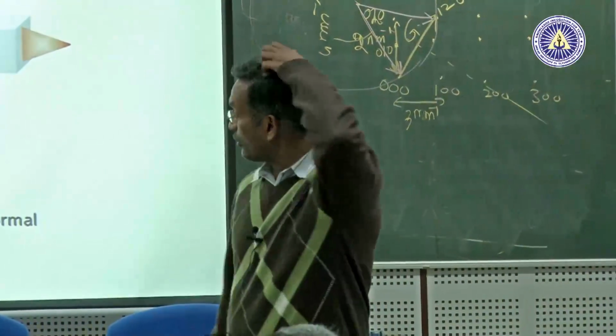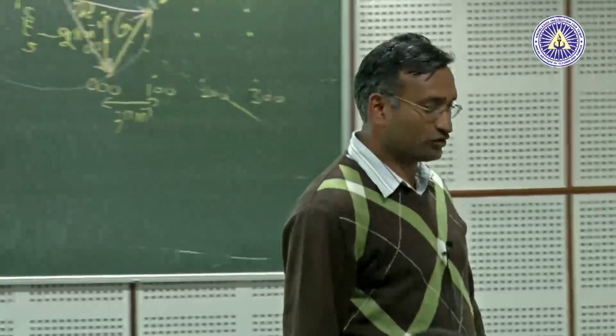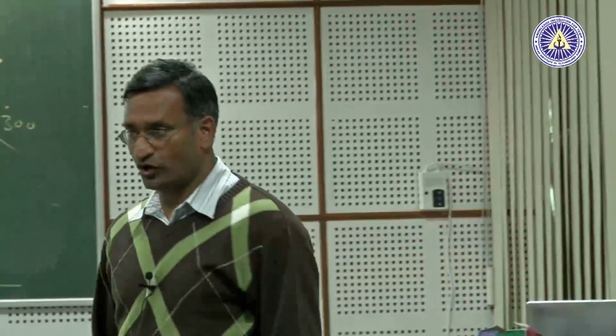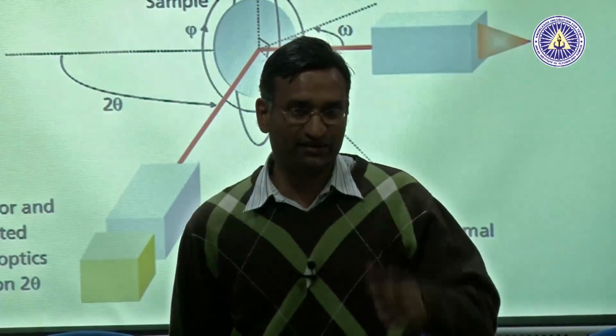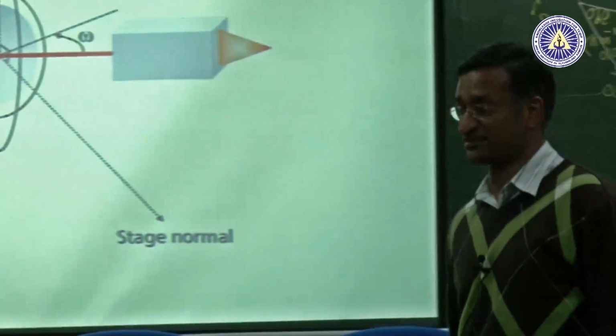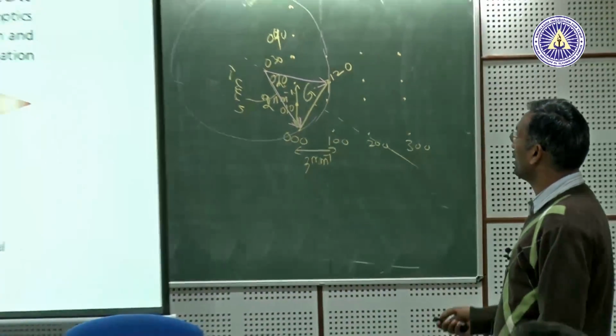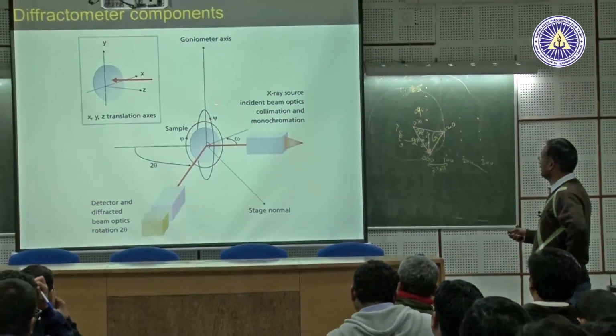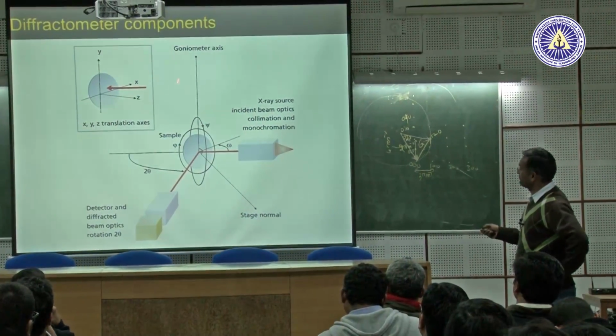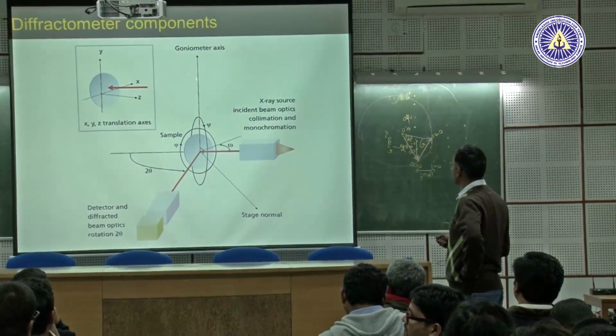So what we are going to do now is take some application of this reciprocal space knowledge and see how we can use it to characterize things like thin films and single crystals. So for a diffractometer, we can first define the diffractometer geometry and components.